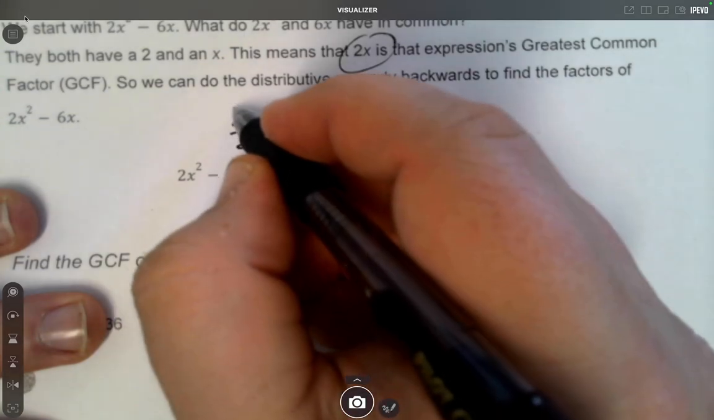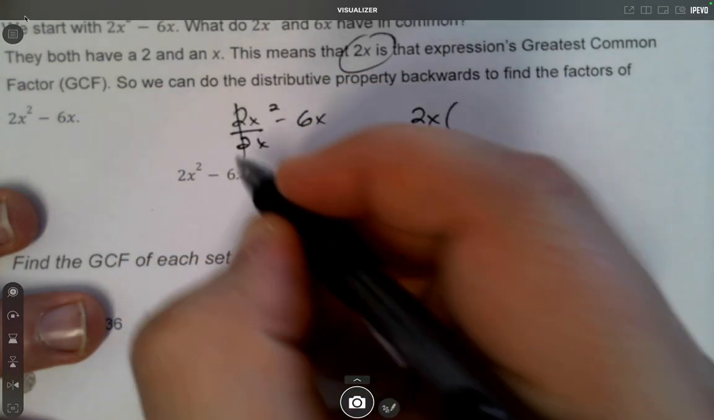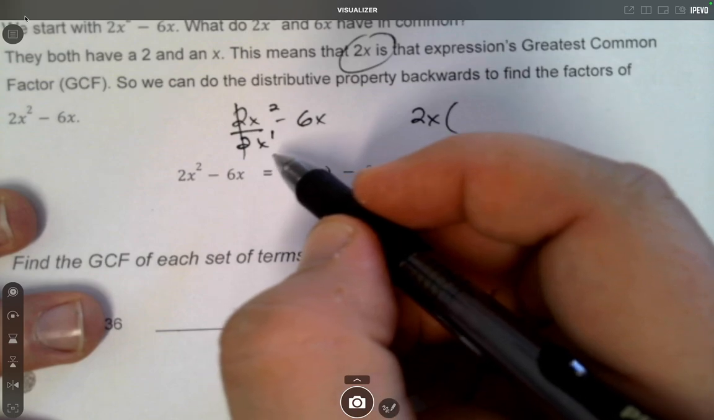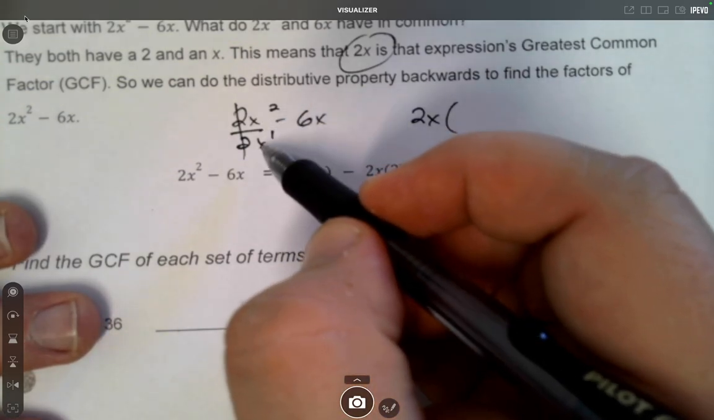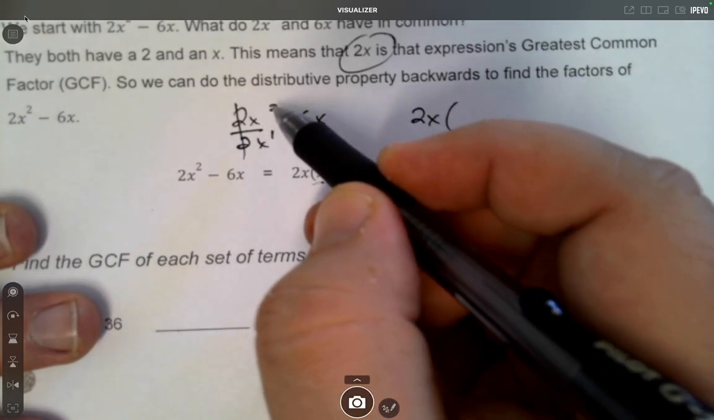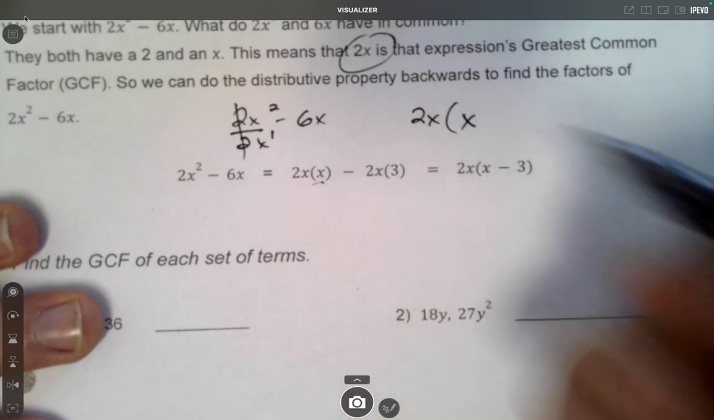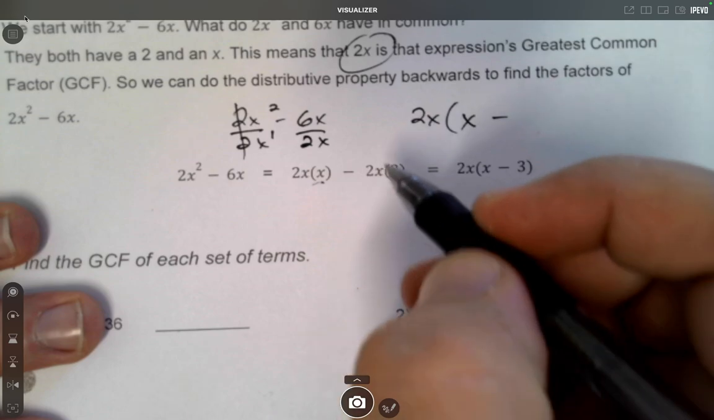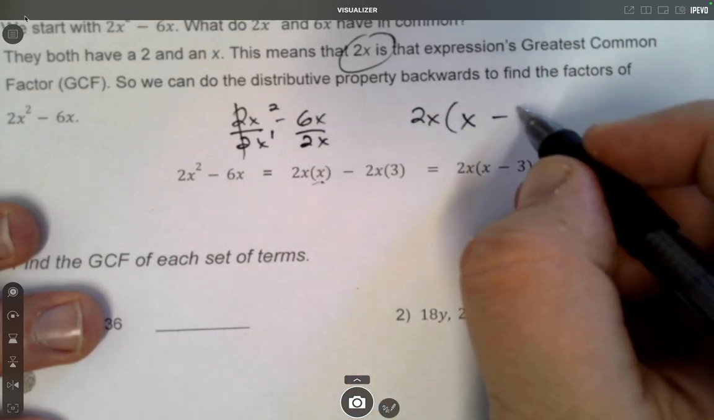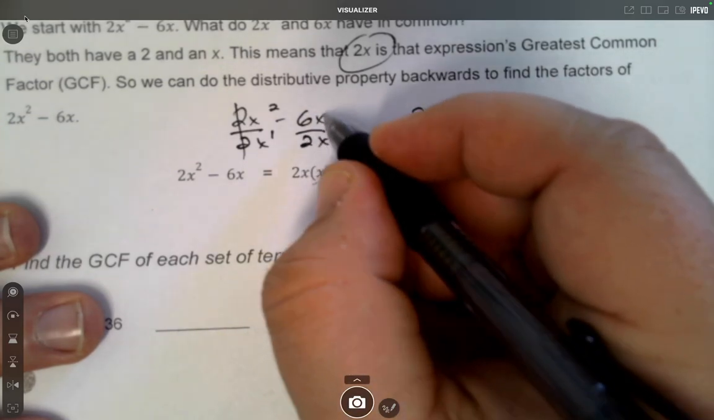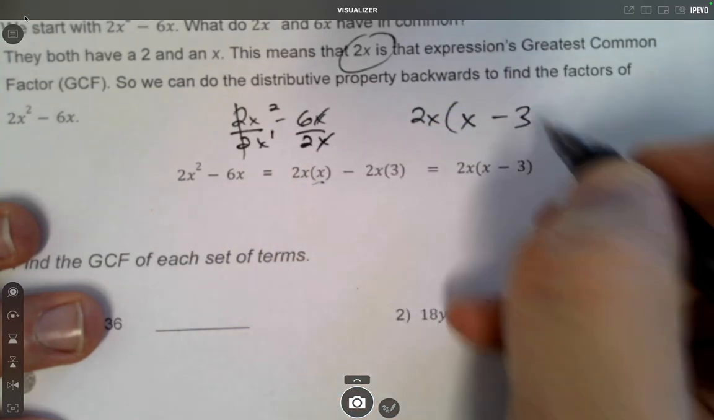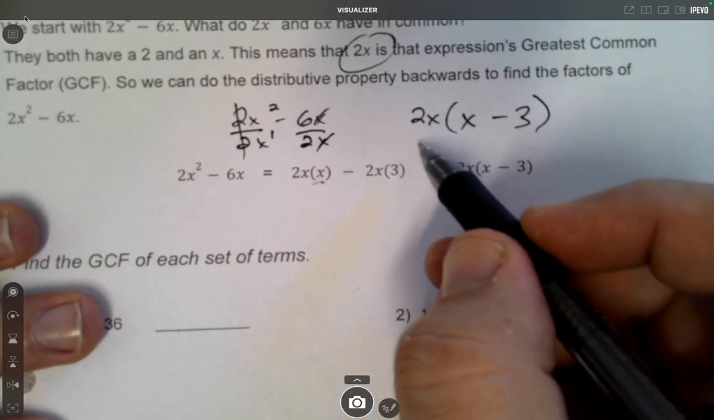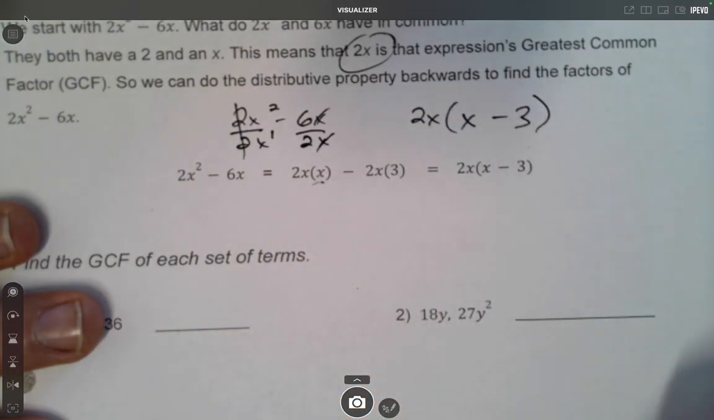So 2 divided by 2 is 1. They just cancel out. X squared over x. Hopefully you remember the rules. When we divide, we subtract the exponents. 2 minus 1 is 1, so it's x to the first power, minus, we divide this one by 2x. 6 divided by 2 is 3, and x divided by x is 1, so they cancel out. So we end up with 2x times (x minus 3).